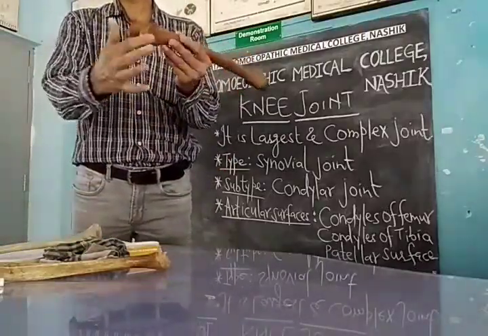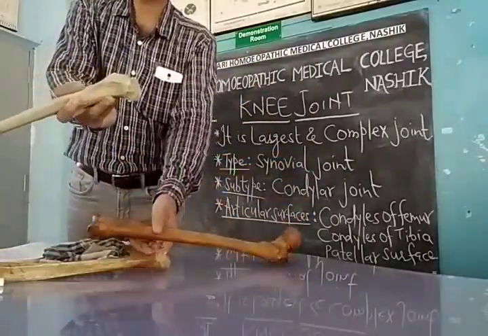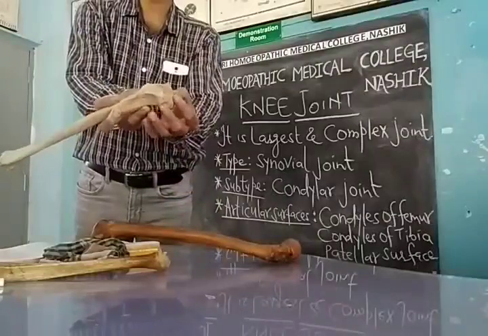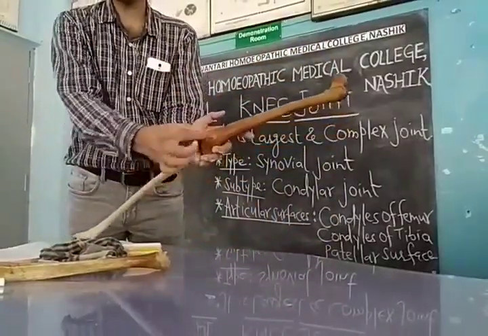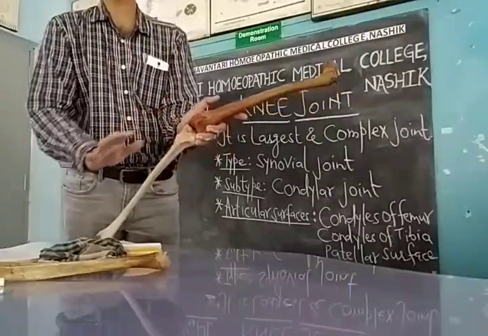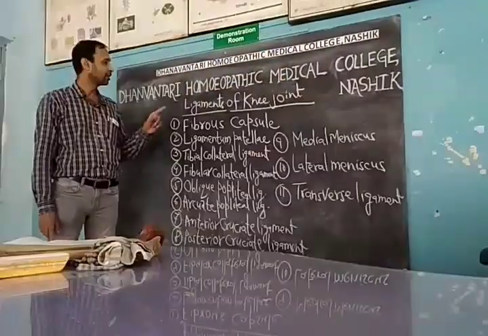So these are the condyles of the femur. Then these are the condyles of the tibia. And the patella, which is not here but is present anteriorly. So these are the articulating surfaces.